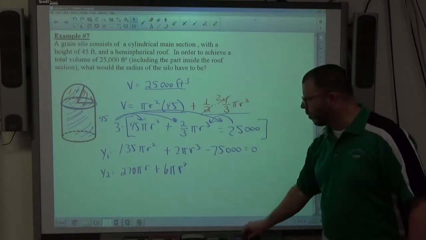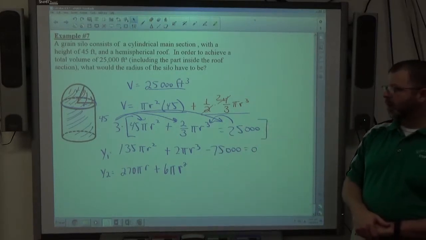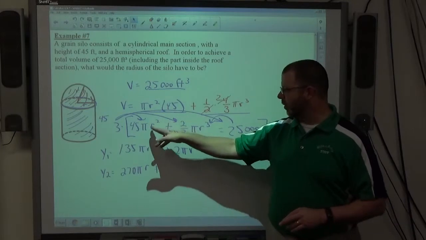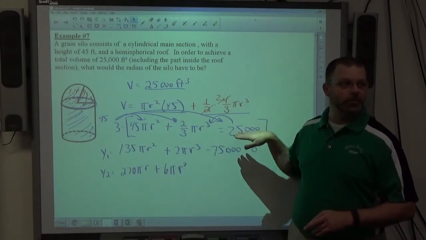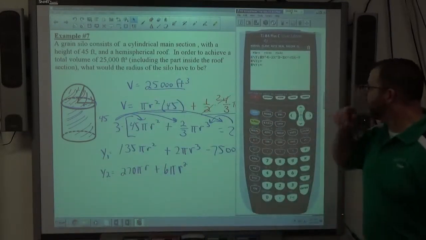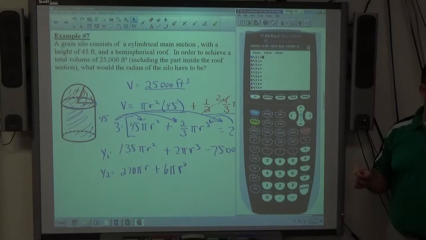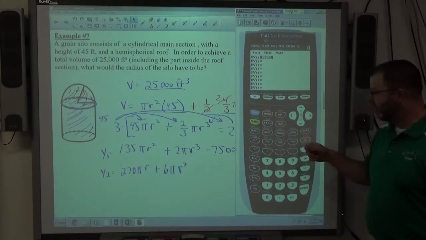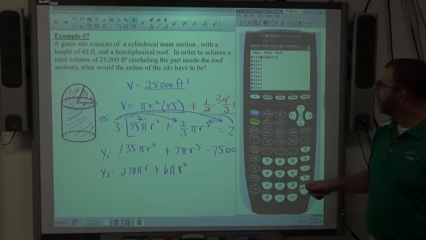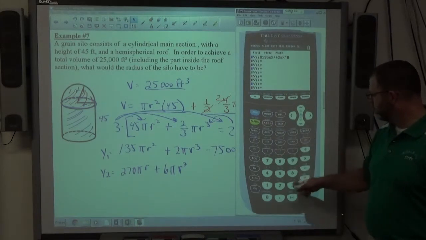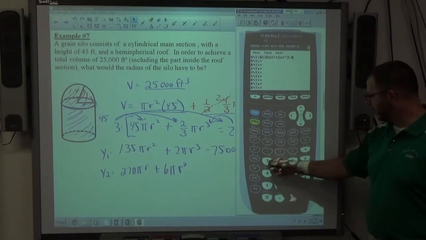All right, so I know what y1 is, I know what y2 is. There is only one solution to this problem, right? One radius is going to make it true. We can verify at the end that we can put whatever r value we get in there and make sure we get the correct volume out of it, in case there's more than one solution. Only positive solutions matter, because we're looking for a radius, it should be positive. So I'm going to type in y1 is 135 pi x squared plus 2 pi x cubed minus 75,000.